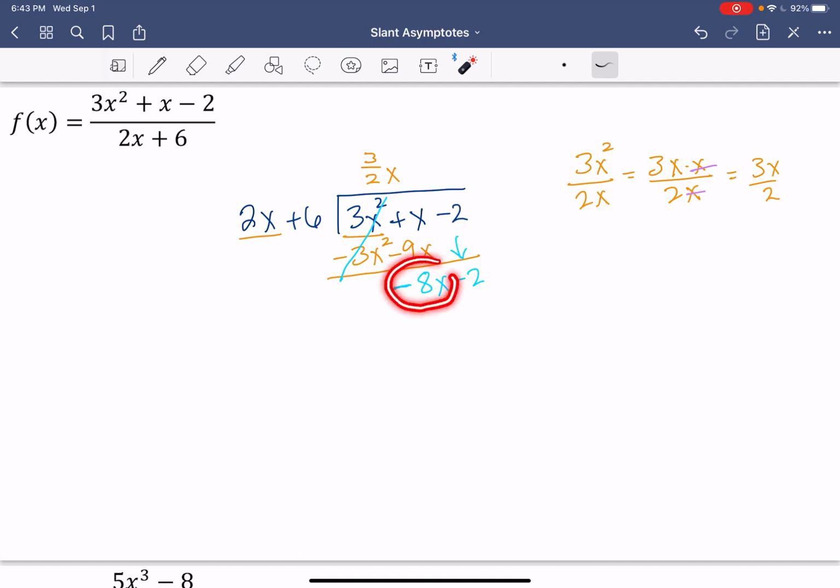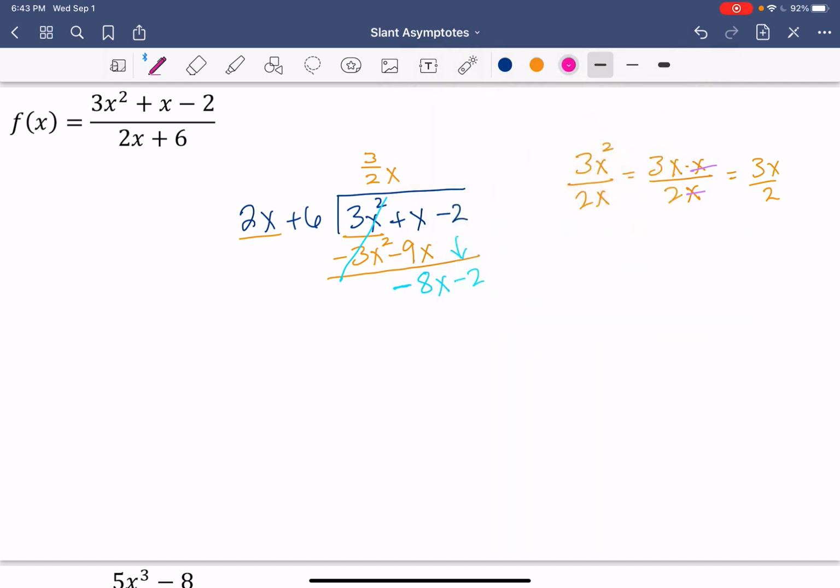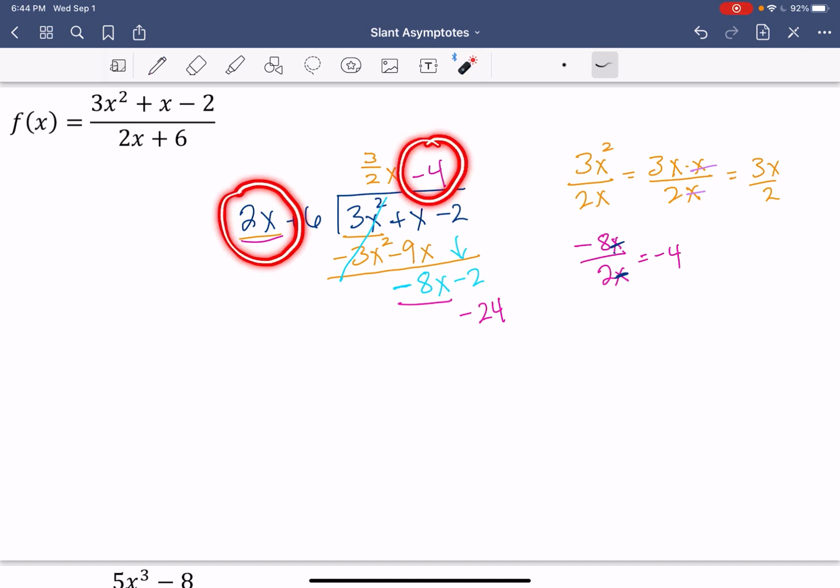So we're going to do the highest term from the inside divided by the highest term from the outside. So that becomes, we're going to do these two. So that's negative 8x divided by 2x. So this x cancels that x, and then you just end up with negative 4, which is going to be up here. So we'll do negative 4 times 6, which is negative 24. And then negative 4 times 2x, which is negative 8x.